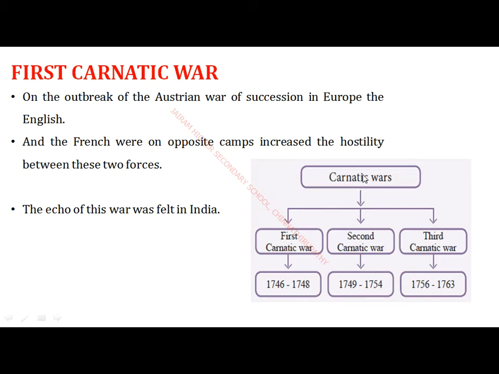The Carnatic War is classified into three wars: the first Carnatic War, the second Carnatic War, and the third Carnatic War. These three stages of war were fought by the foreigners and the native rulers of India. The period of the first Carnatic War is 1746-1748. The second Carnatic War took place in 1749-1754. The third Carnatic War took place from 1756 to 1763.